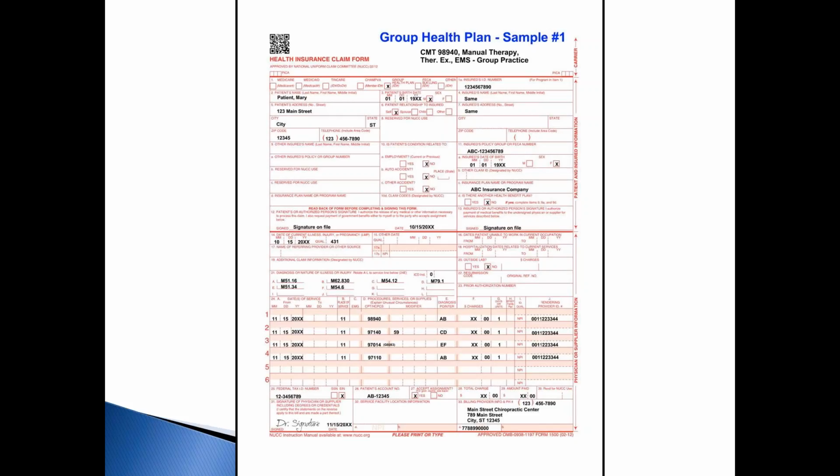So just to recap this claim: adjusted lumbar region, manual therapy, cervical region. Stim was on the thoracic region. And then the therapeutic exercises were in the lower back region. Let's take another example. Here's a Medicare example.